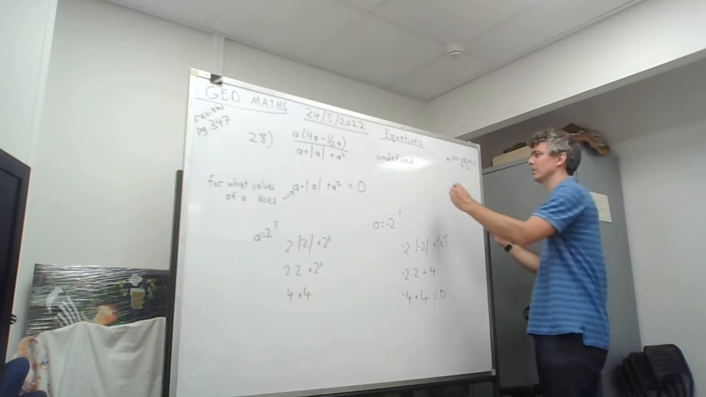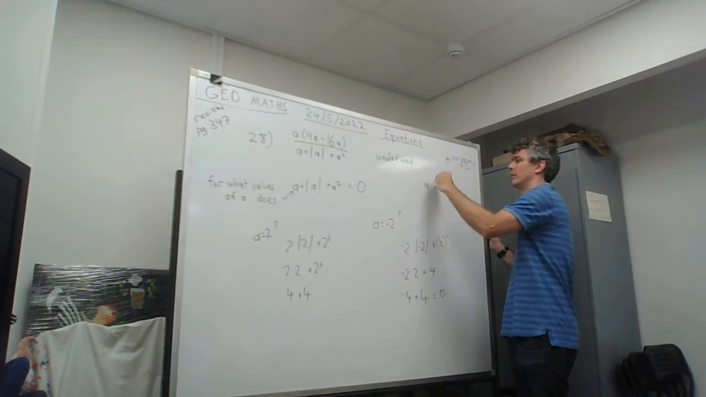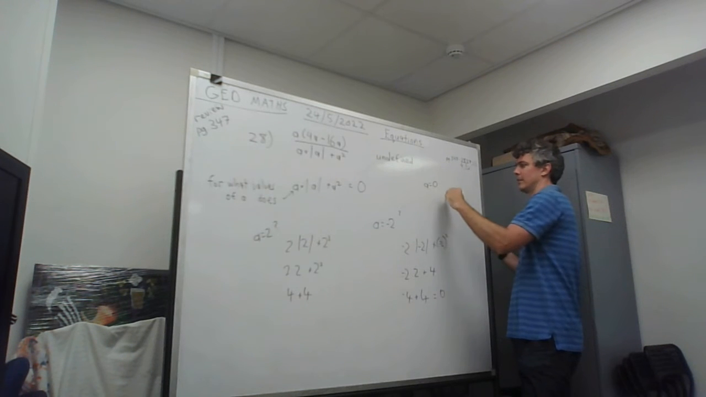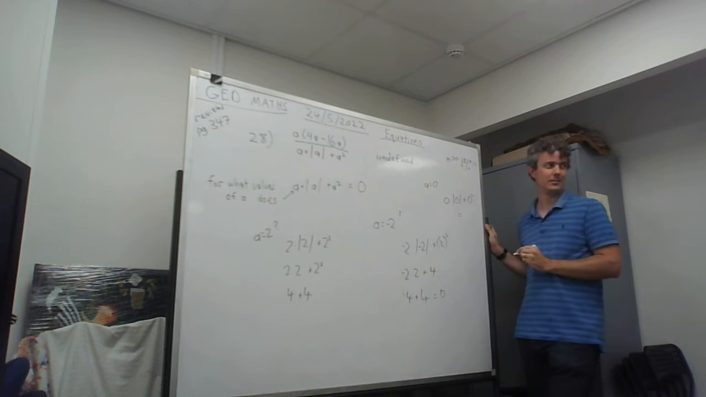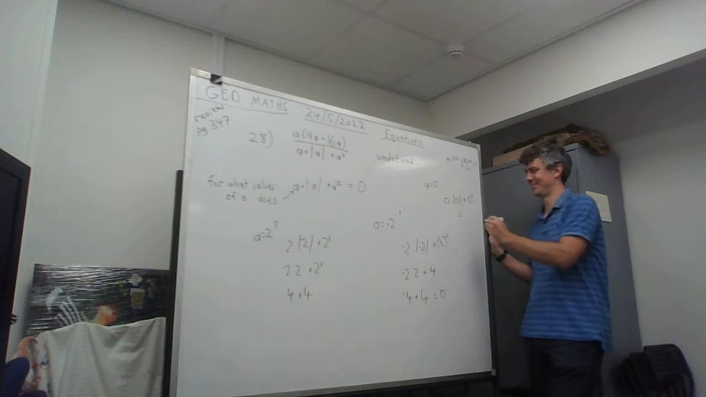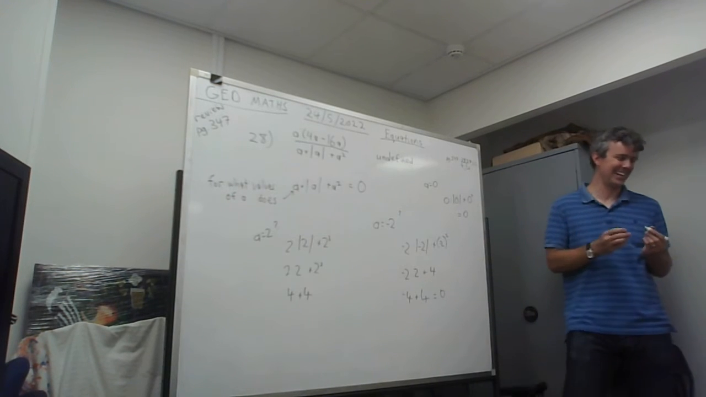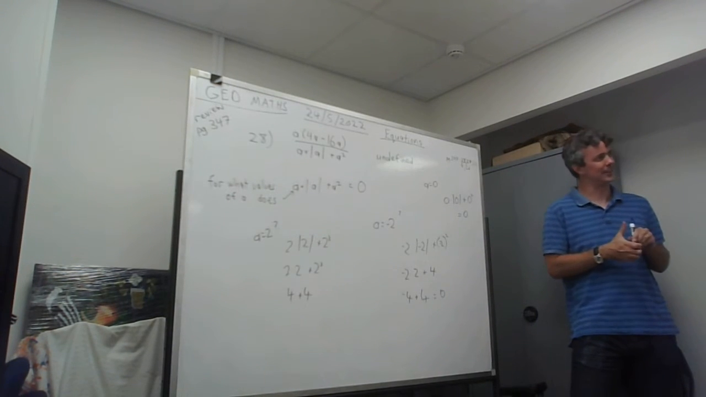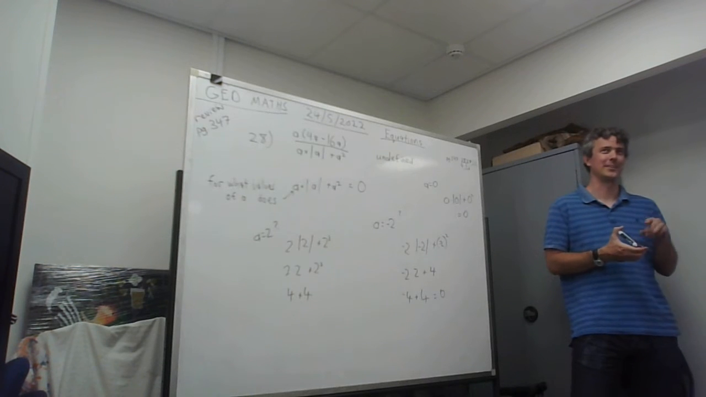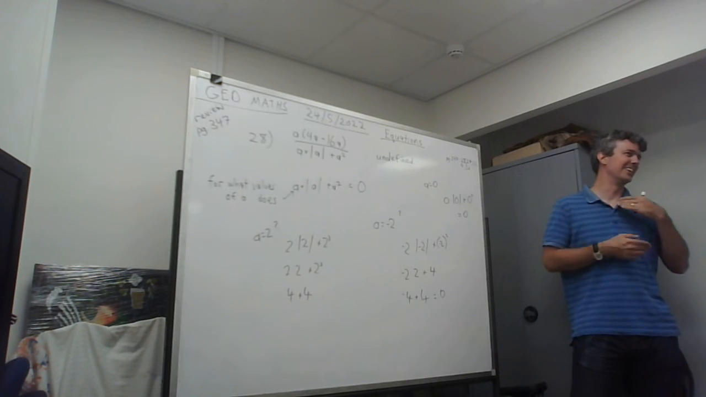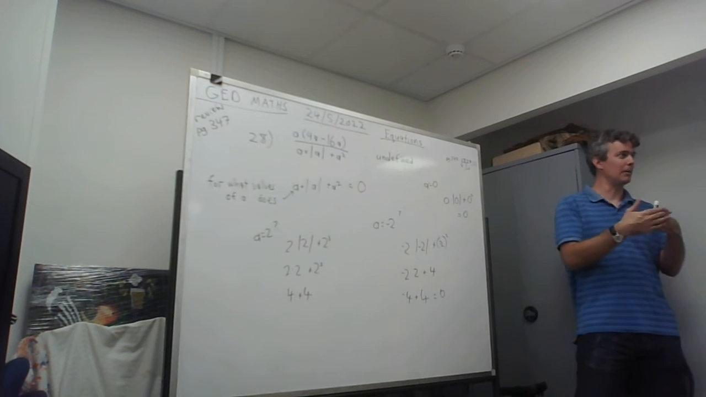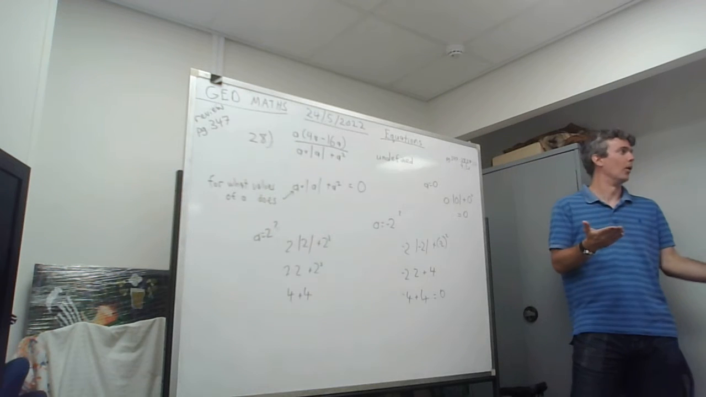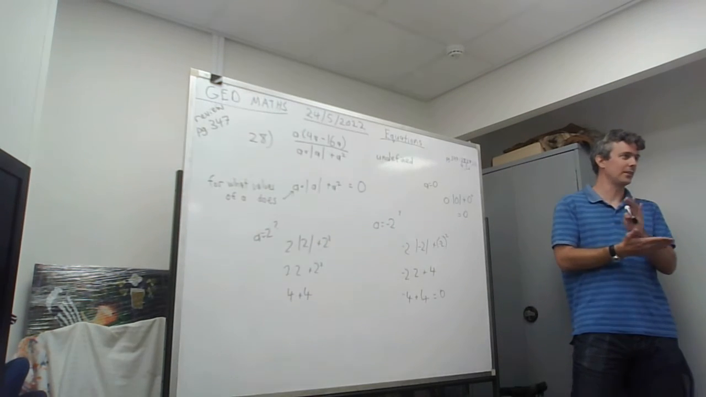Let's try that. A equals 0. We get 0 times absolute value of 0 plus 0 squared. What does that equal? 0. So we'd be dividing by 0, and you can't divide by 0. So basically, A can be every number that is 0 and below.